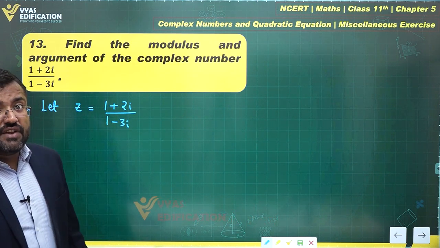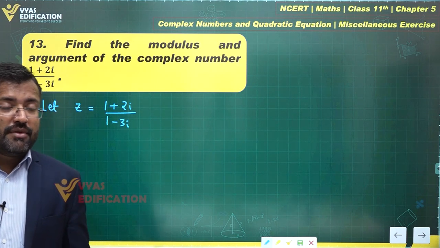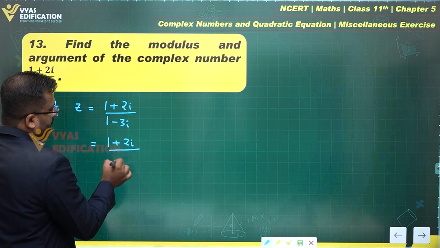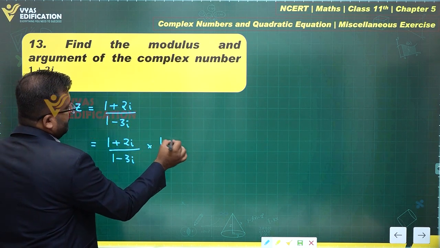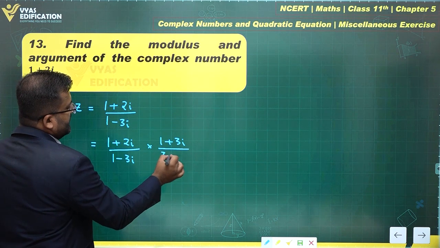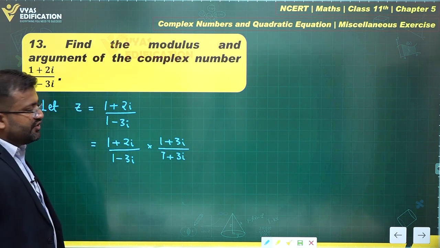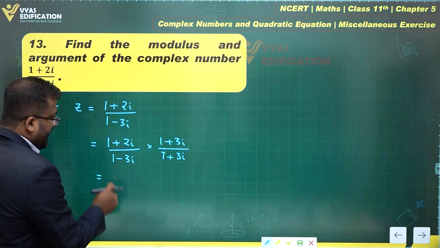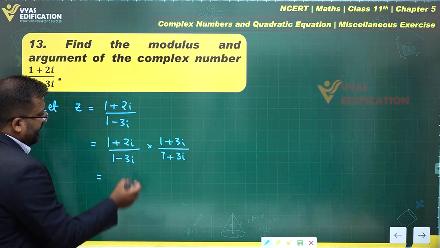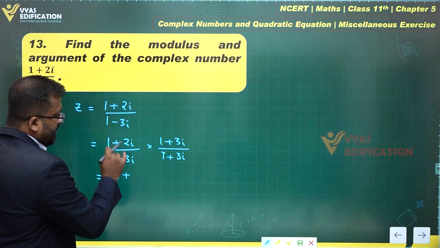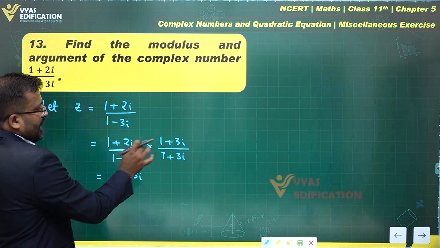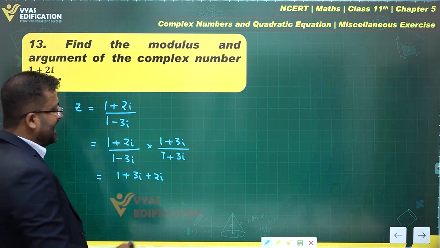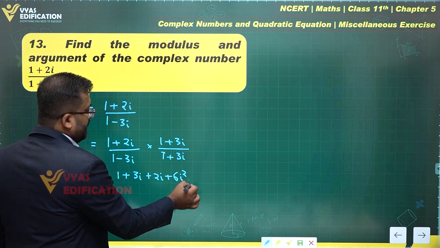Now for simplifying this, we'll have to multiply with the complex conjugate of the denominator, right? (1 + 2i)/(1 − 3i) times (1 + 3i)/(1 + 3i). Now 1 + 3i is the complex conjugate of this denominator, and we multiply it with this. In the numerator, let's apply the distributive law and we get 1 times 1, which is 1, plus 3i, 2i times 1 is 2i, and 2i times 3i is actually 6i². So this is 6i² in the numerator.